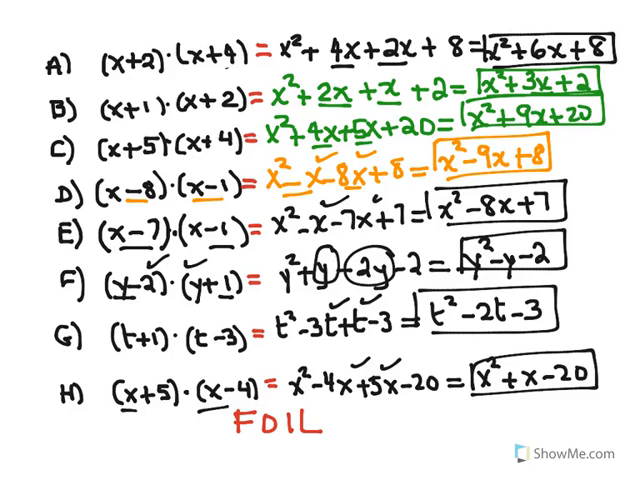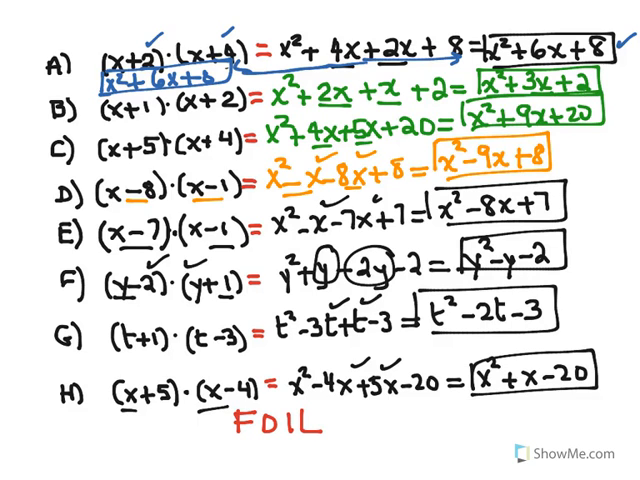So let's see if we can do this. What I'm going to do is redo these problems, and see if my answers match the answers I obtained by FOIL. Okay, so here will be x squared. 2 plus 4 is 6x. 2 times 4 is 8. So this is the same answer I'm getting by using FOIL.